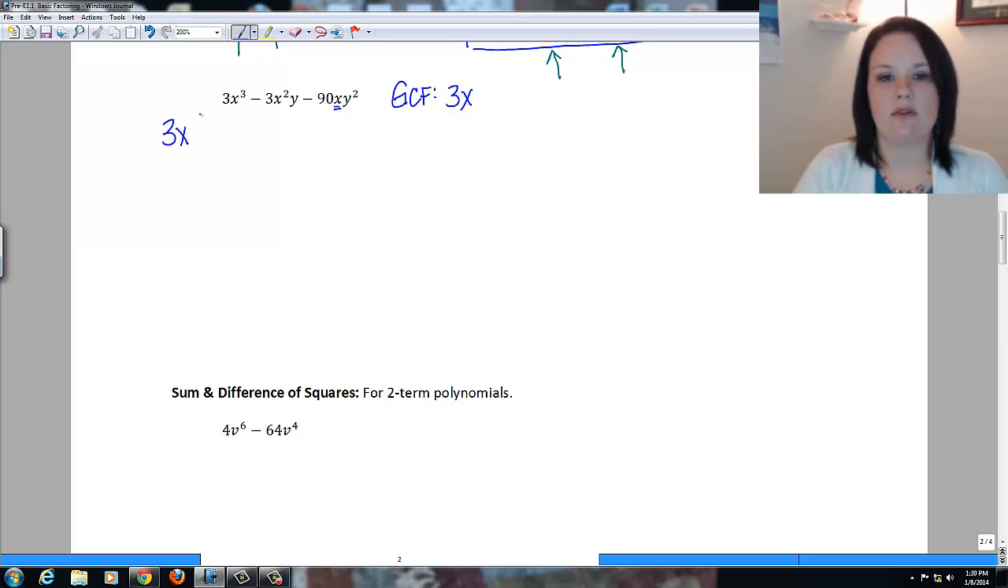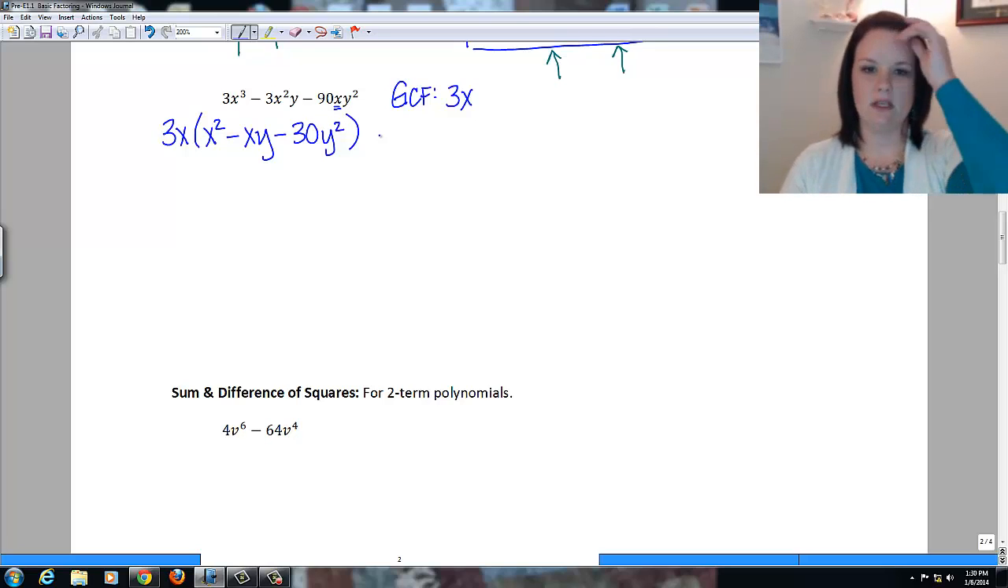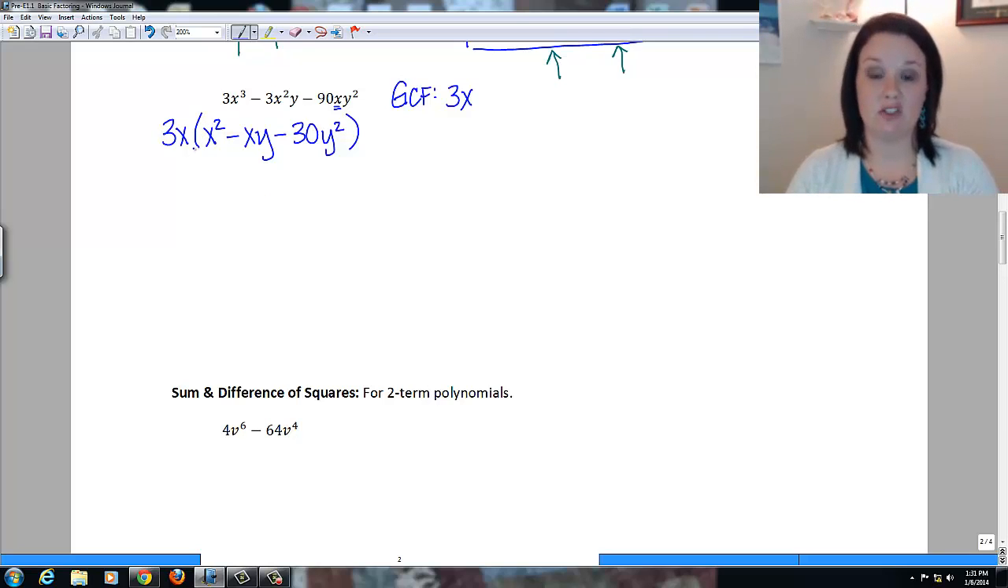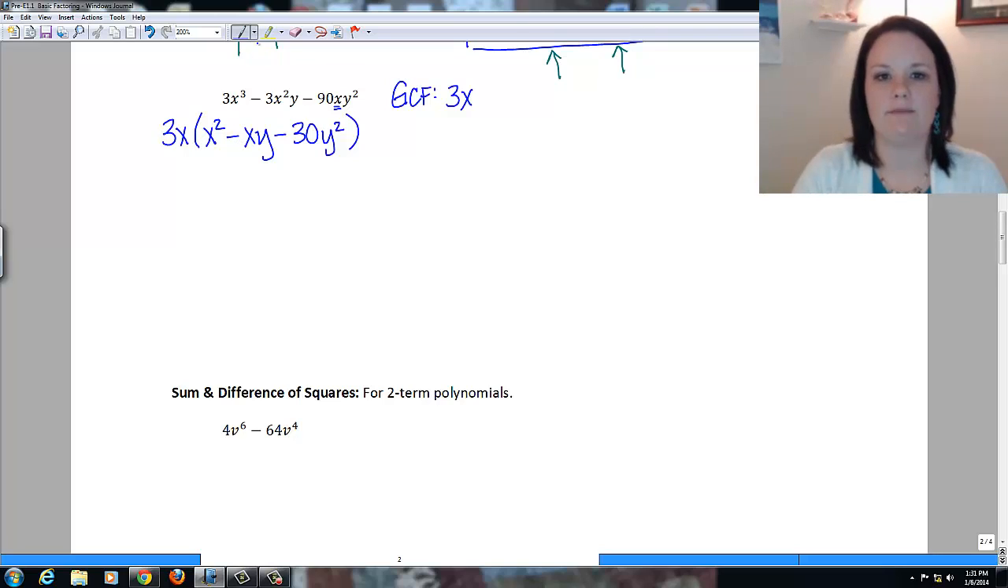When I take out 3x out of my middle term, I'm left with xy. And when I take 3 out of negative 90, I'm left with negative 30y squared. Okay. So on this one, I could use the shortcut because my leading coefficient's a 1. However, I'm going to go ahead and show you how to replace the middle term just so that we see it one more time.